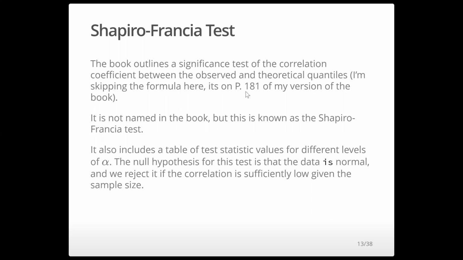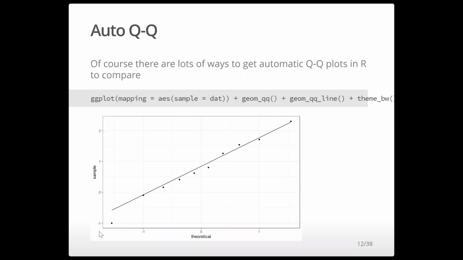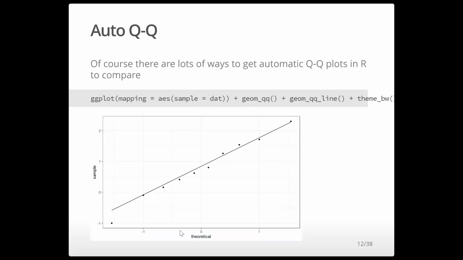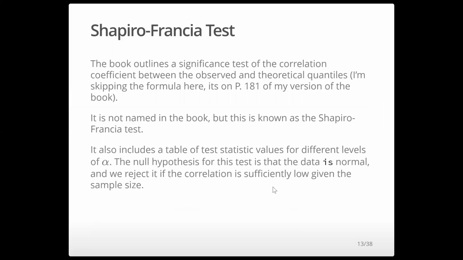So the book also talks about a significance test. This is a significance test for the correlation coefficient between the observed and theoretical quantiles. So it's essentially the correlation coefficient that would be associated with this plot, the correlation between the theoretical and sample values. The formula for getting this correlation is just a standard correlation formula. It's on page 181 of your book. I'm not going to reiterate it here.